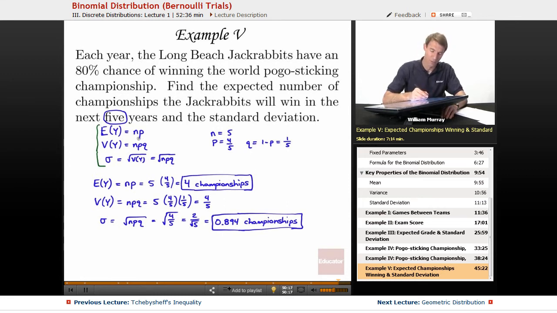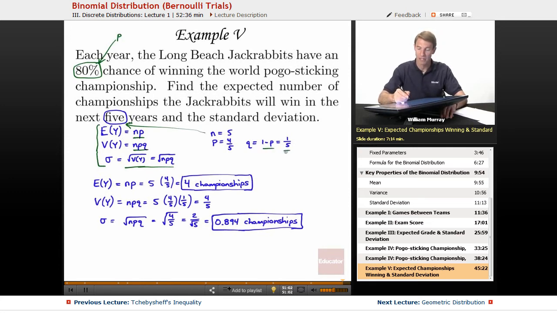So the expected value for a binomial distribution we said was np, the variance npq, and the standard deviation is always the square root of the variance, the square root of npq. Now we just drop in the numbers, and we get the numbers from the stem of the problem. Our n is the number of trials that you're going to run. In this case, that's the number of possible championships, and we're going to play for 5 years. So n equals 5 comes from right there, from the stem of the problem. p equals 4/5 comes from their chance of winning in any given year. So 80% translated into a fraction is 4/5. And q is always 1 minus p, so that's 1 minus 4/5, 1/5.